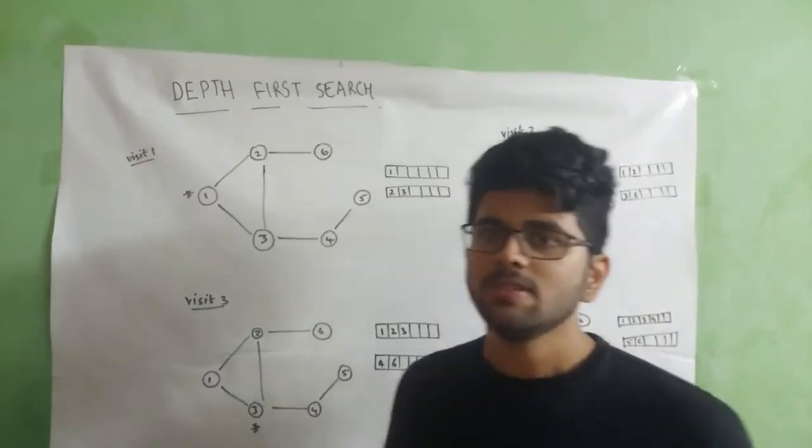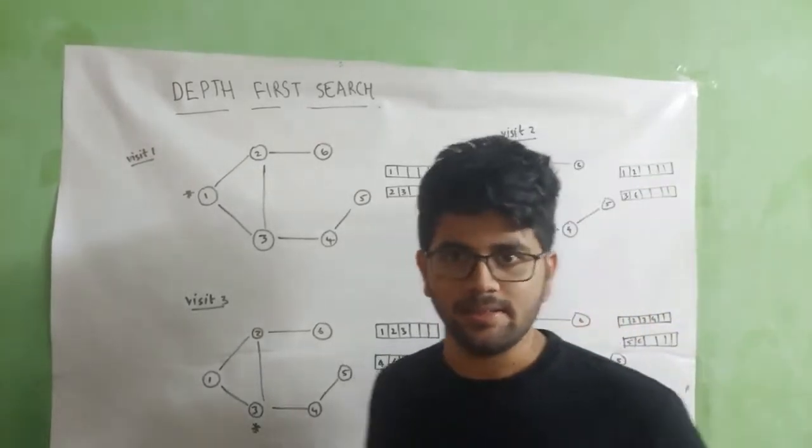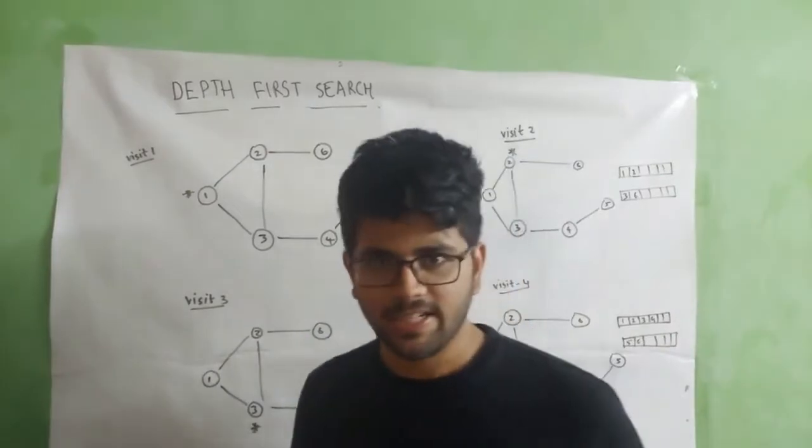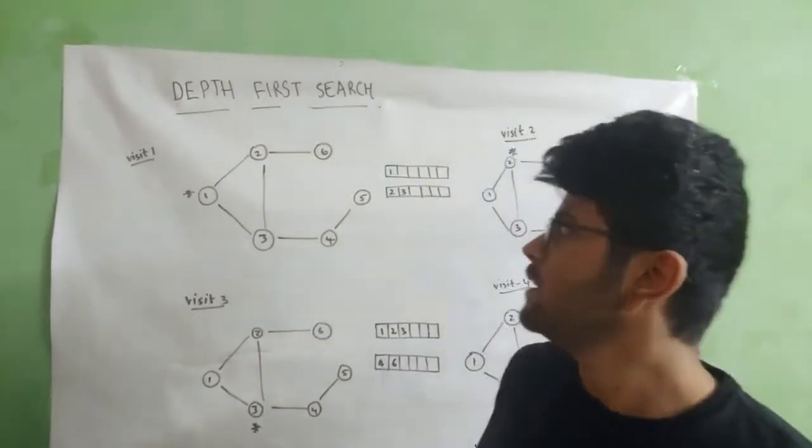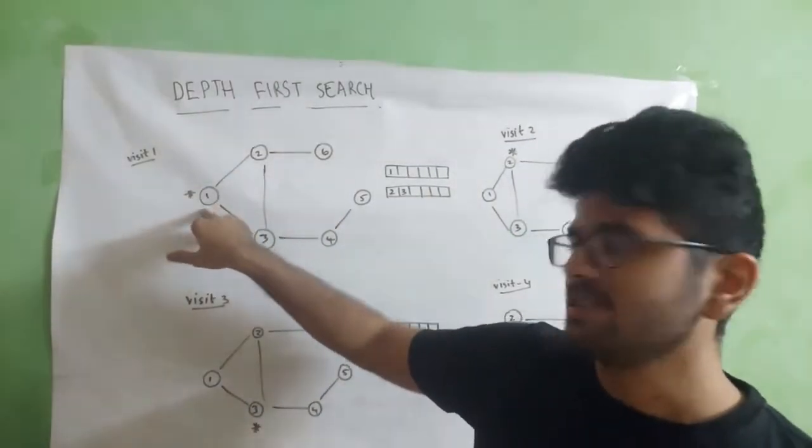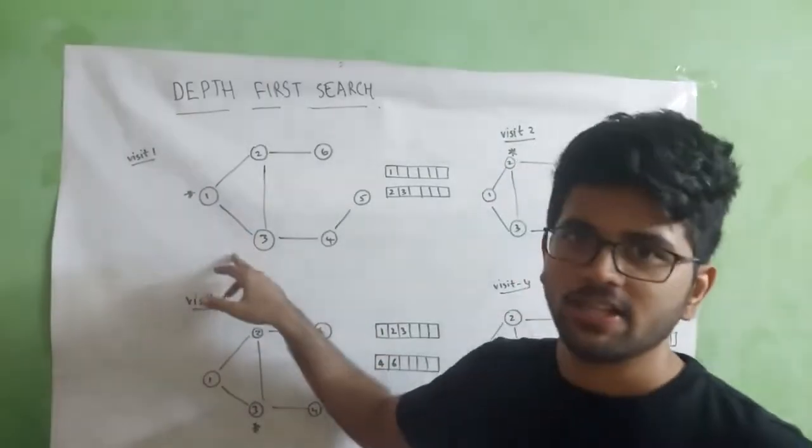What is depth first search? Depth first search is a graph traversal based algorithm. What is a graph? A graph is a nonlinear data structure which consists of vertices and edges. The ones here in circles are the vertices, and two of these vertices are connected by an edge.